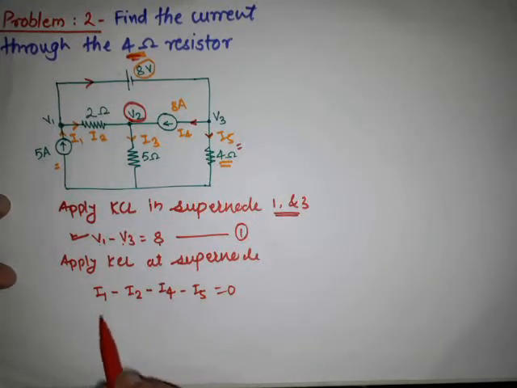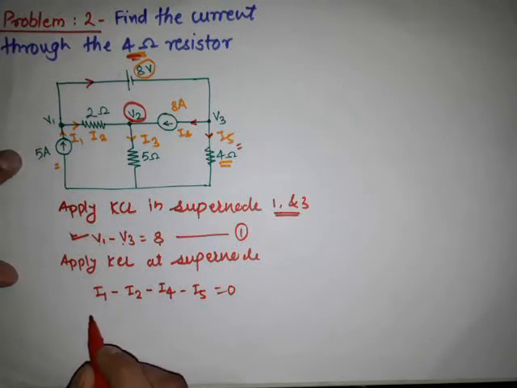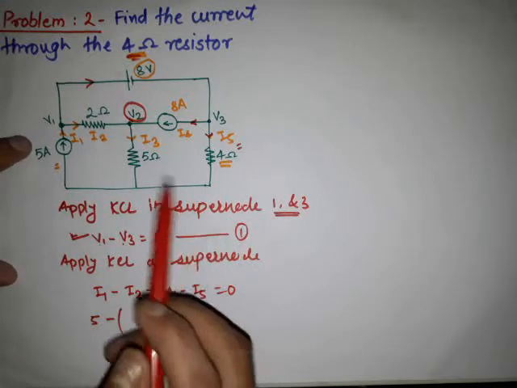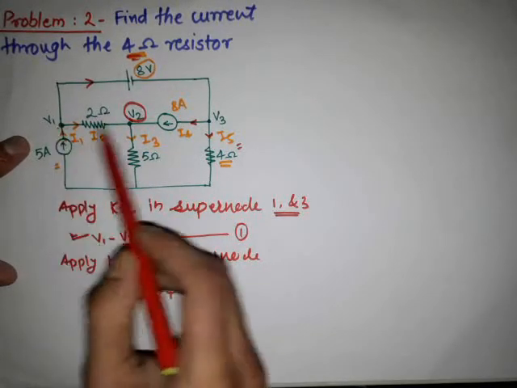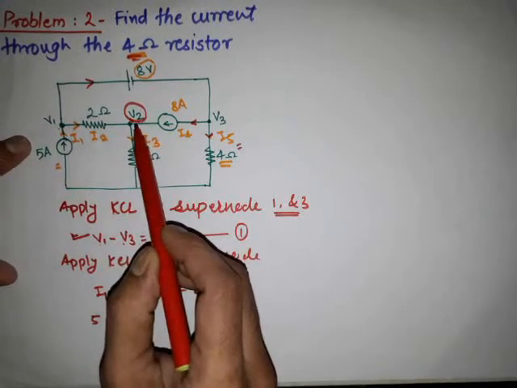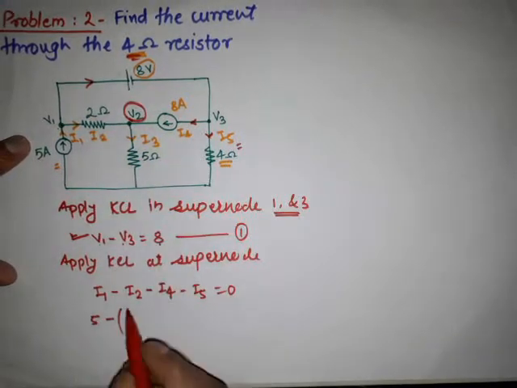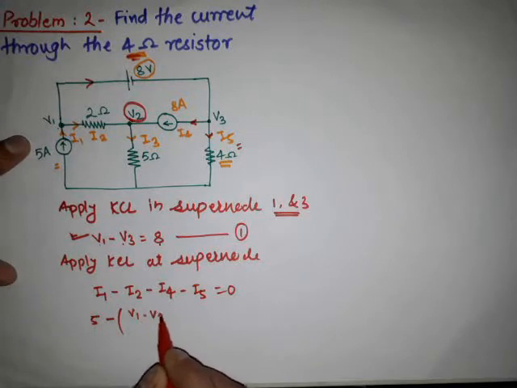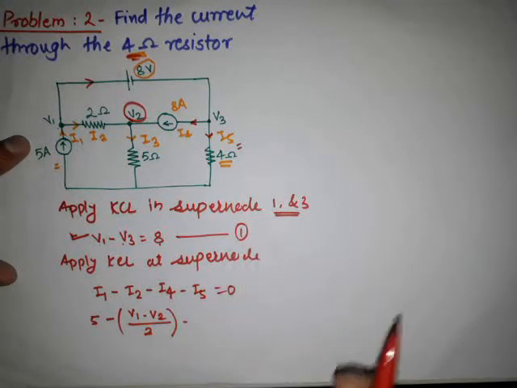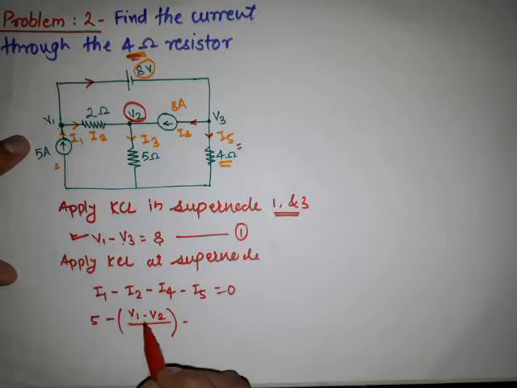Then we are finding the different currents. I1 is given, it is simply 5 ampere. Then minus I2, which is flowing from V1 to V2. So it is initial voltage minus final voltage divided by the resistance, so it is V1 minus V2 divided by 2, then minus I2. Okay, this is the I2 current.